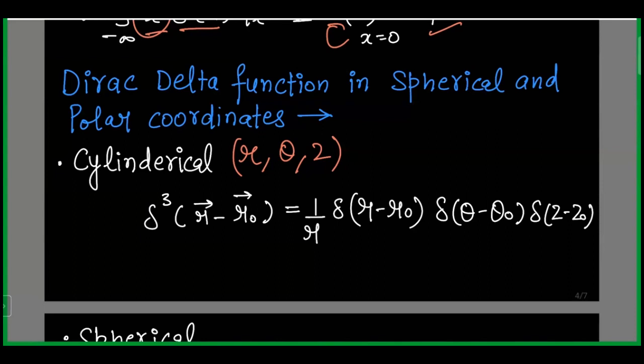If you do delta cube (r minus r naught), now I will not say x minus x naught, because it's a 3D function. Cylinder is a 3D body. So I will not say it is x minus x naught. So what does this 3 mean? It means it is a 3D Dirac delta function.